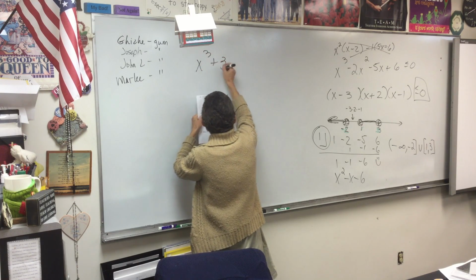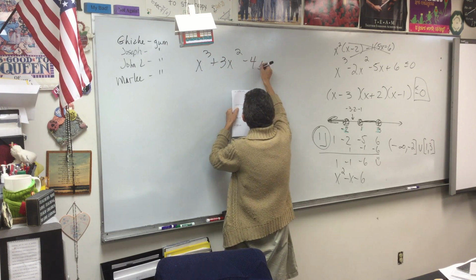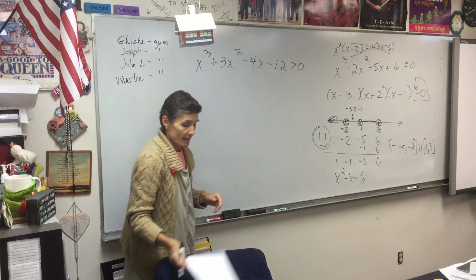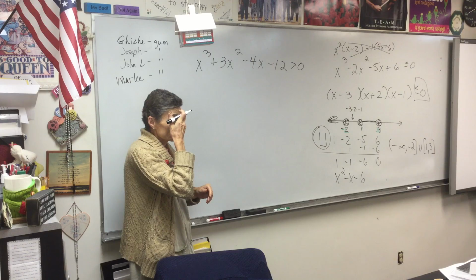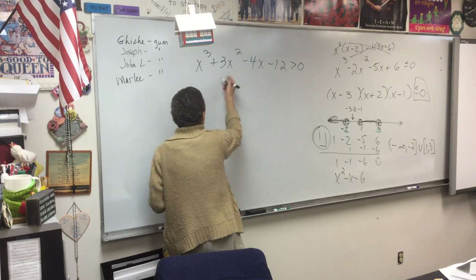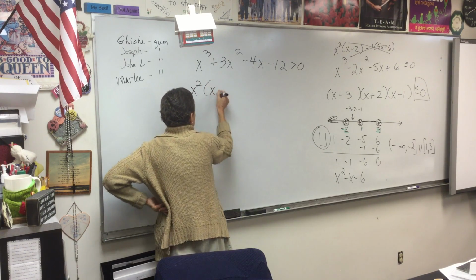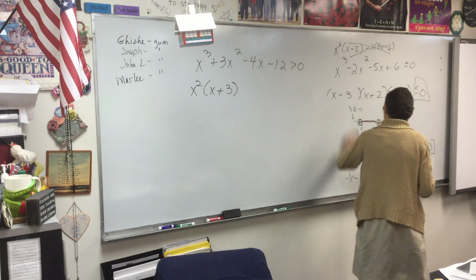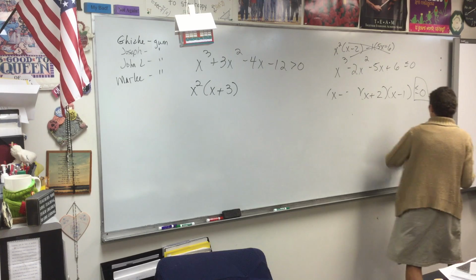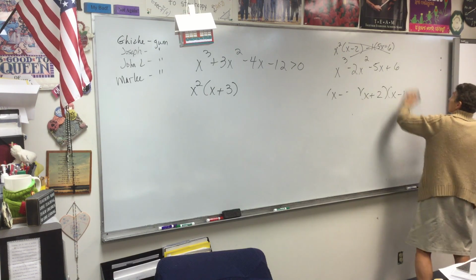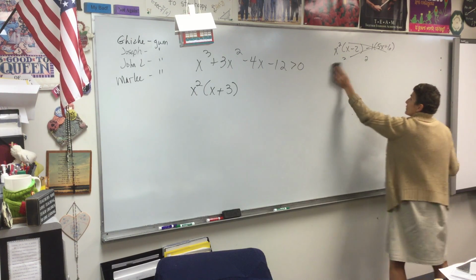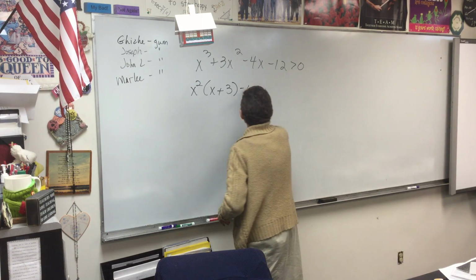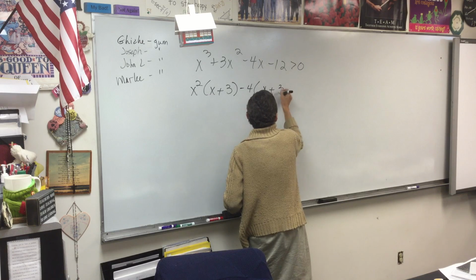You can group this one. So if you want to group it, you absolutely may. Look what happens when we group it. We can take an x squared out of the first two. What can I take out of the last two? A -4. And if I take out the -4, I'll have x plus 3.